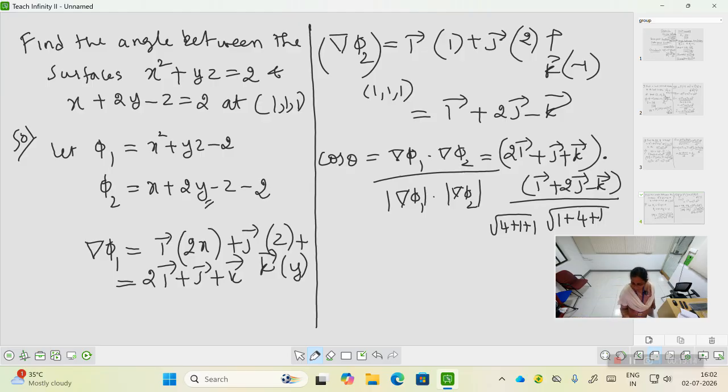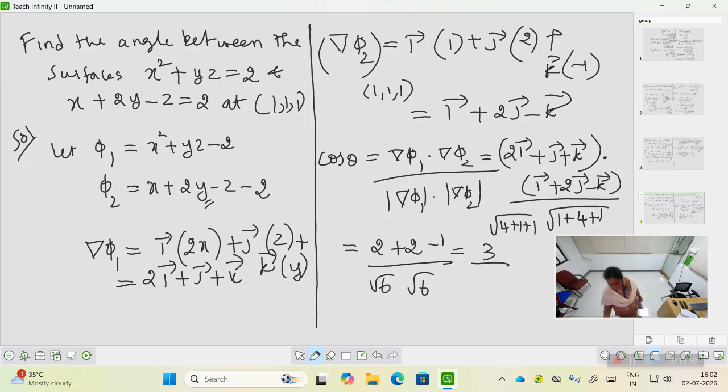If that is the case, I'll get 2 plus 2 minus 1 divided by root 4 plus 1 plus 1, root 6, into root 6. So 4 minus 1, I'll get 3. So 3 by 6. So cos theta is equal to 1 by 2. So theta is equal to pi by 3. So this is the required angle between the two surfaces.